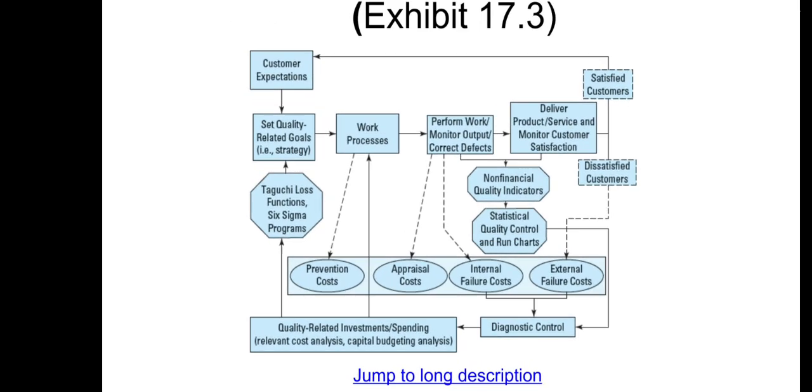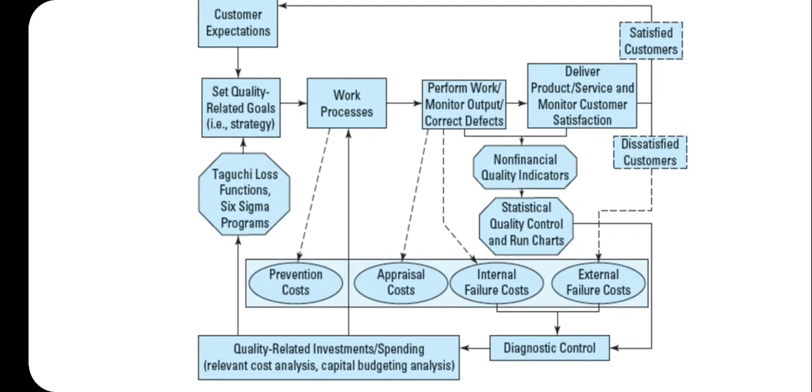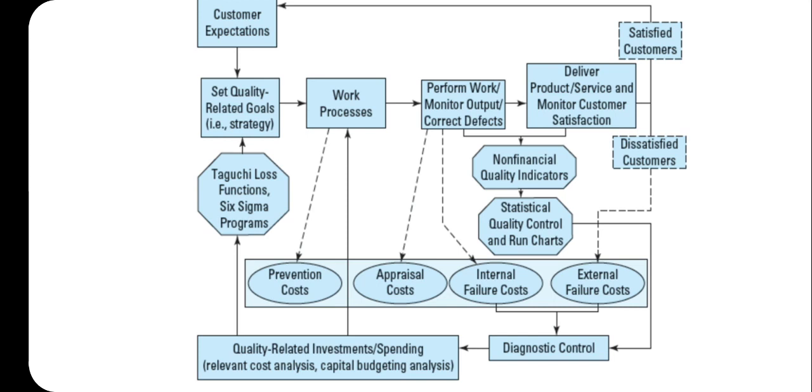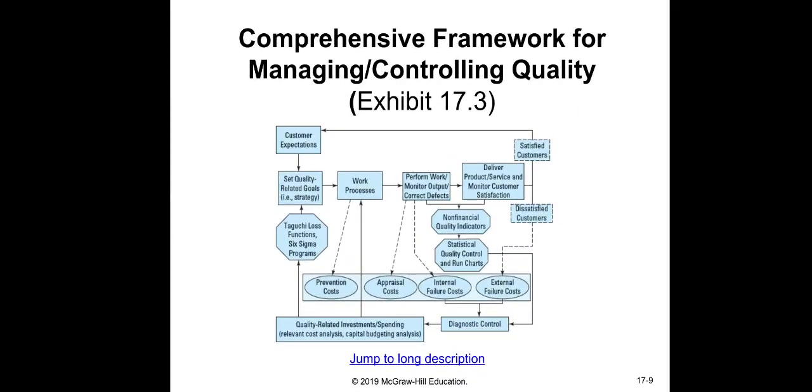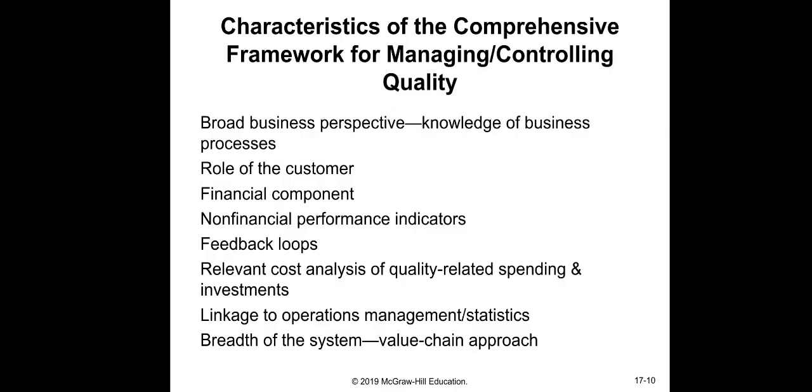So the business can use techniques like the Taguchi loss function, Six Sigma program, etc., and then monitor the work process, make defect correction, and analyze the failure, internal and external failure causes, etc. So that's the thing. These are the characteristics of the comprehensive framework for managing or controlling quality.